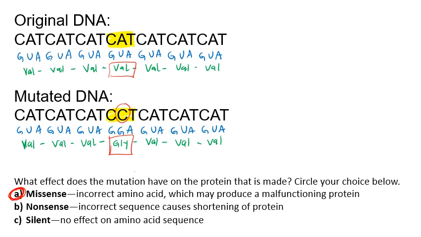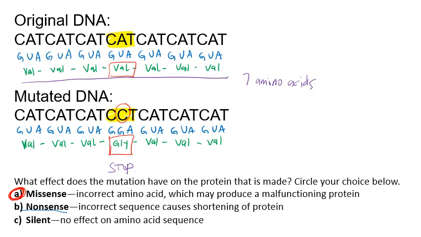Nonsense is when we get an incorrect sequence causing shortening of the protein. For example, let's pretend that instead of translating into glycine, it translated into stop. If it did that, then your protein would only be 3 amino acids long when it was supposed to be 7 amino acids long. So the protein is cut short, and that is when we call it nonsense.